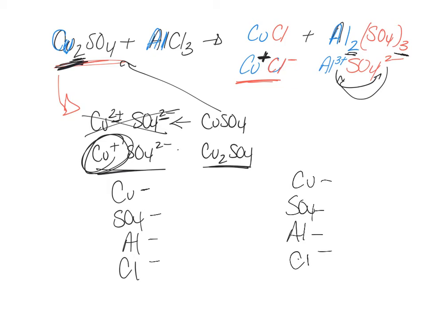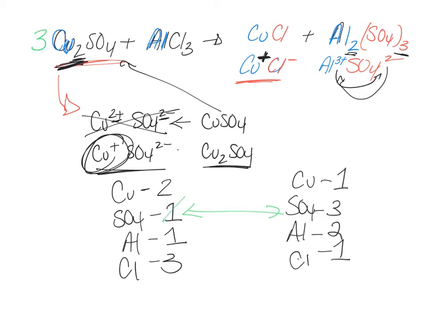Okay, so there's 2 coppers on the reactant side, there's 1 SO4 group, there's 1 aluminum, and there's 3 chlorines. There is 1 copper over here, there is 1 chlorine over here, there is 3 SO4s and 2 aluminums. So in terms of getting it to balance, I think I'm going to start with the sulfates again. So here is 3 and here is 1. So I'm going to put a 3 in front of here.